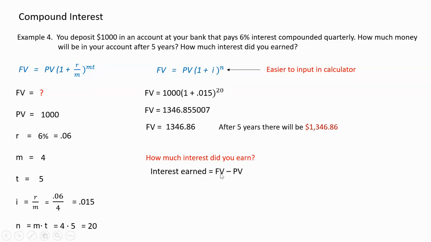Actually, the interest earned is the future value minus the present value. This was my future value, and the present value was 1,000. So you got $346.86 extra, which is not bad, if you had that money just lying around. You can keep investing it if you wanted to. Now let's do another example here.